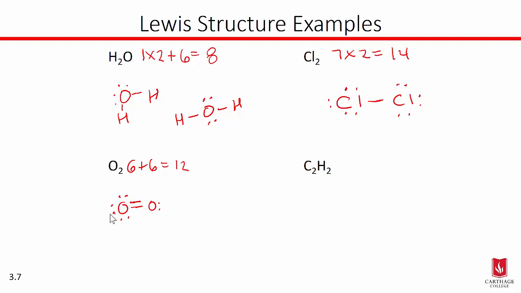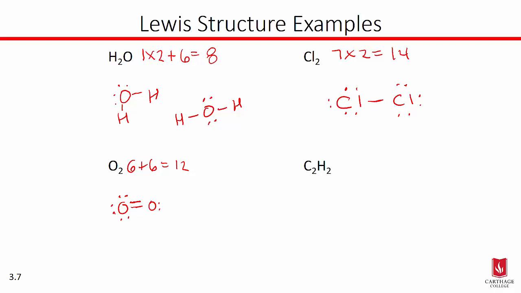But I have 2, 4, 6, 8, 10 now around this oxygen atom on the left. So 10 exceeds the octet rule. I don't want to have 10. I want to have 8. The one on the right is 2, 4, 6. I still only have 6 on the right. So that's not going to work out.